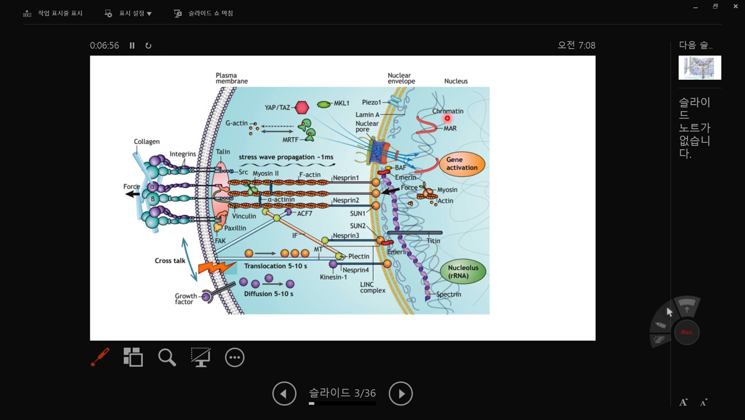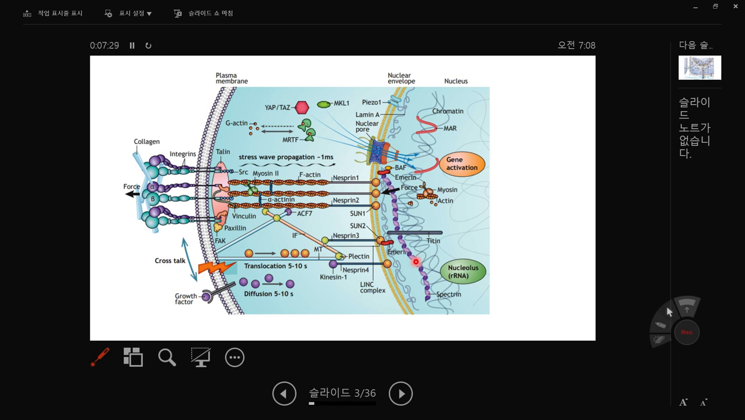Inside the nucleus, the chromatin also has some myosin and actin. As you know, when this chromatin starts transcription, it has to open its promoter and its activation site. So when the chromatin is highly cross-linked, it cannot transcribe.